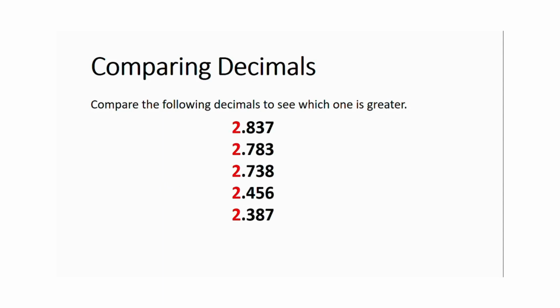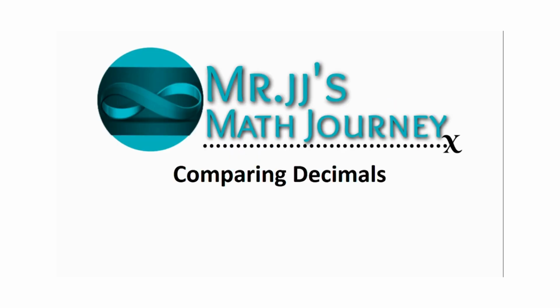Now we look at the first digit, they're all 2s. In the tenths place, 8 is biggest, then the 7s, then the 4, then the 3. And of the 7s, 8 is bigger than 3. That's how you compare decimals.